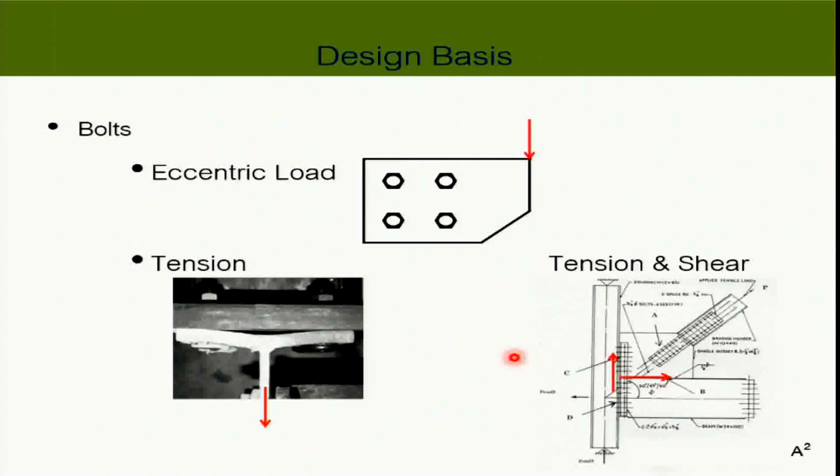And you can have the condition where the load is here. It's not at the centroid of the bolt group, so we have an eccentricity problem. And this is a very classic example, right? It's like a corbel structure.